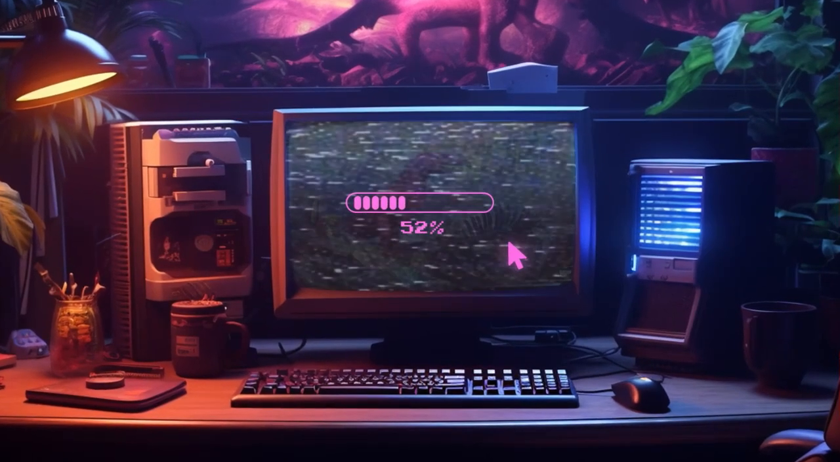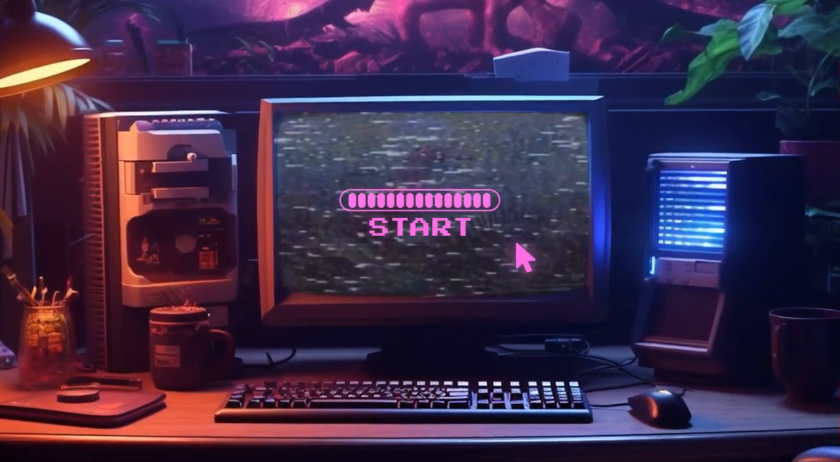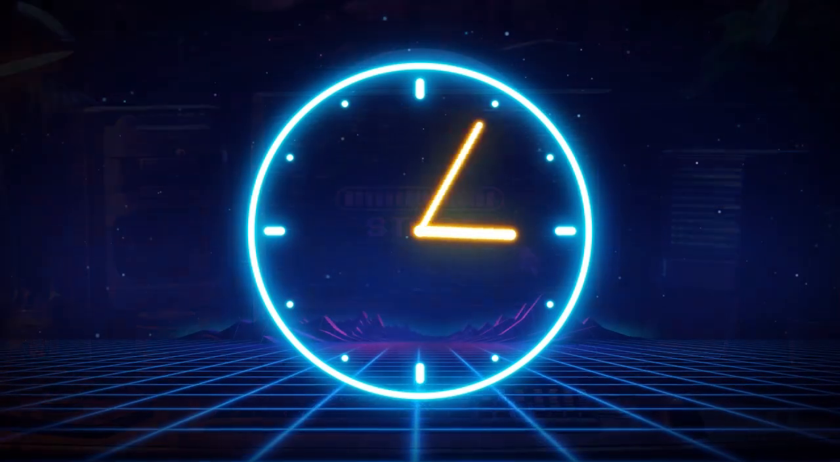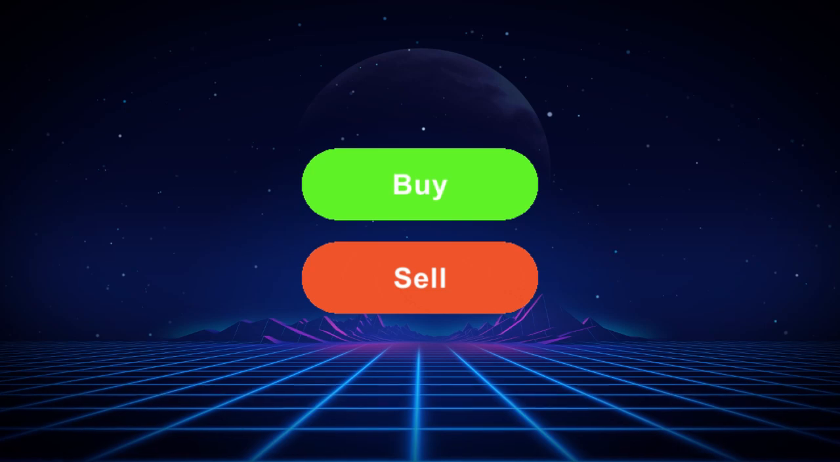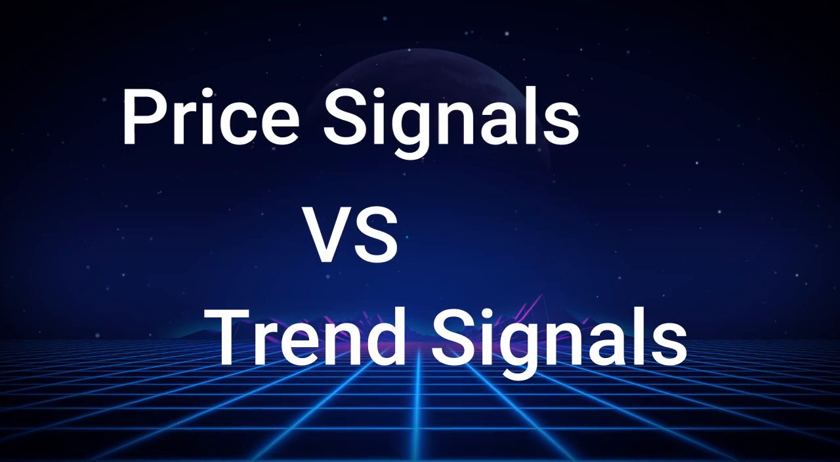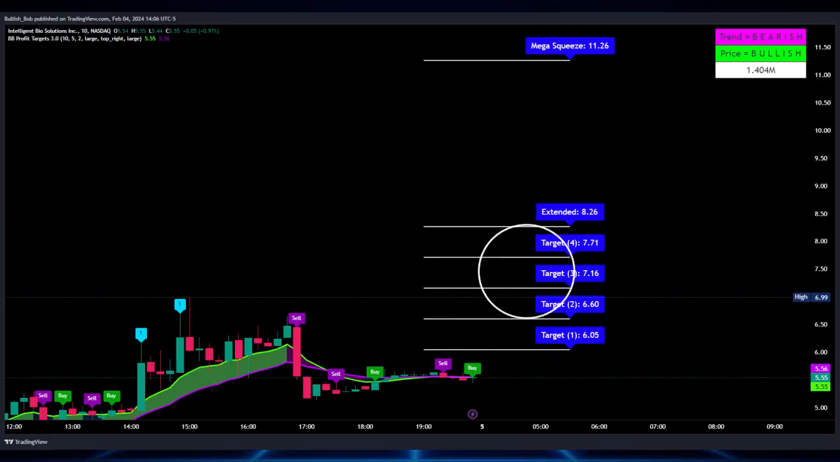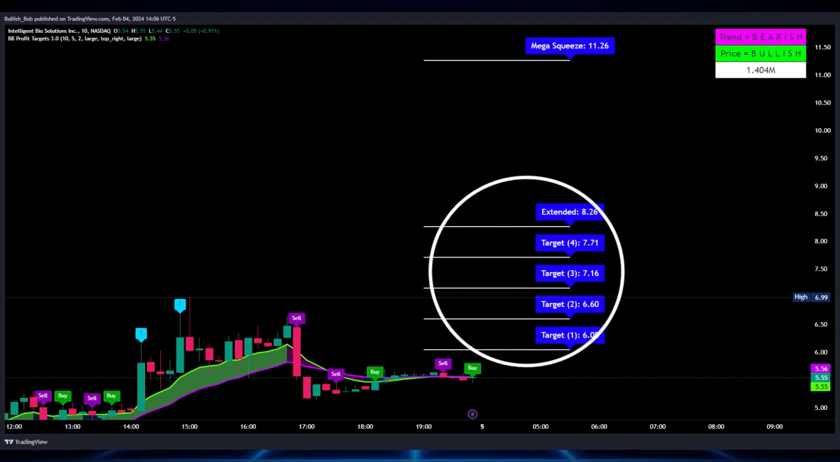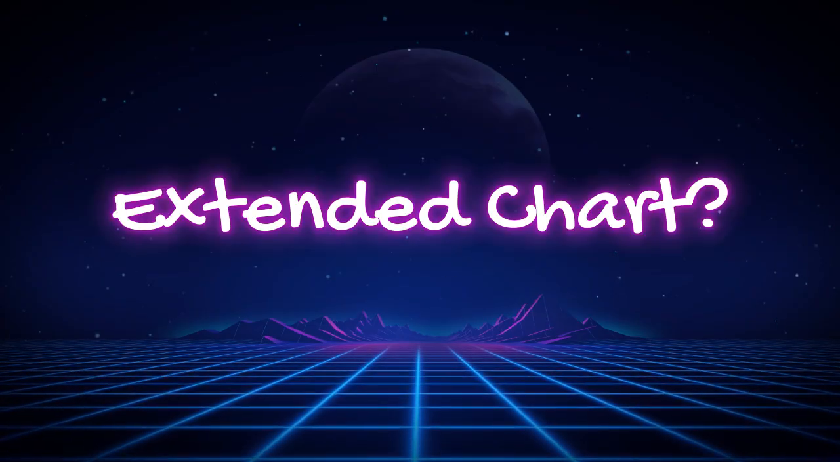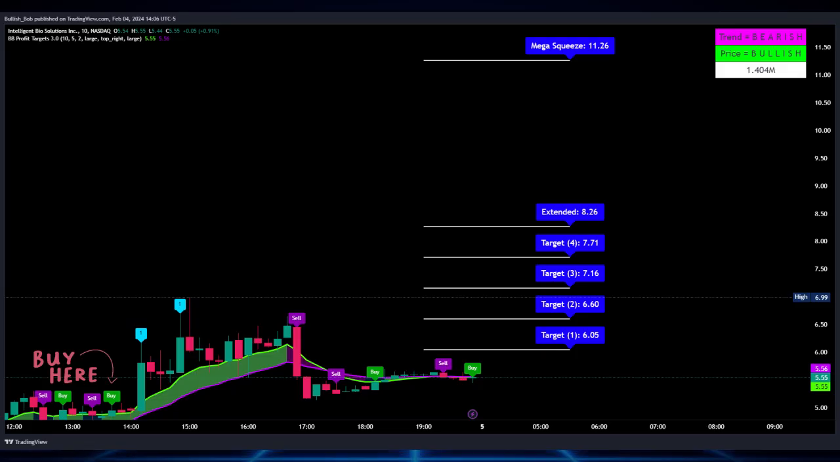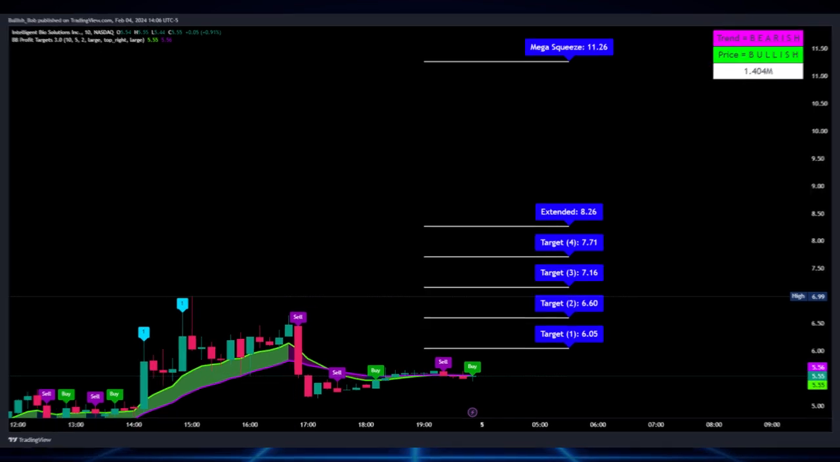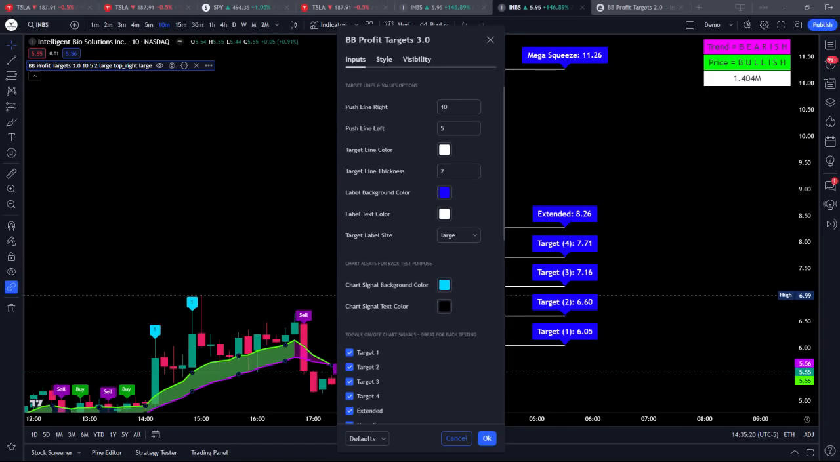Today, we're going to cover how to add the indicator to your chart, what time frames are best for this indicator, bullish and bearish clouds, buy and sell signals, price signals versus trend signals, price target lines and values, chart labels 1 through 4 and their meaning, extended chart meaning, mega squeeze meaning, strategy for entry, strategy for exit, stop loss area, user inputs, how to toggle on and off the lines and values, and saving your settings as a default.